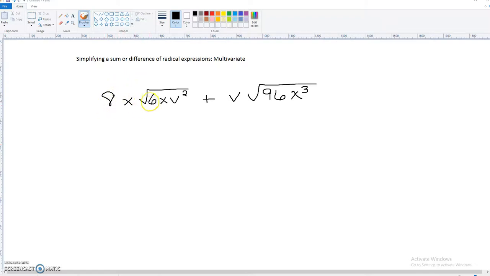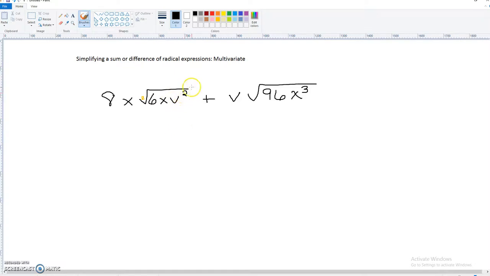So let's look at this first one. Now, 6, there's no perfect square that we can take out of 6. So that's going to stay there. It's done. Okay. X, there's only one X. So again, remember, this is kind of like our invisible 2. We have to have groups of 2. So since we only have one X, we definitely cannot take that out.